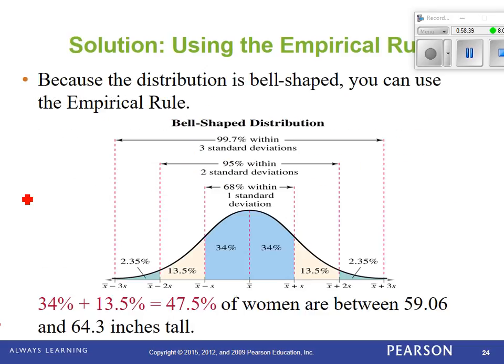Here, 34%, 13.5%, they were looking at those two together. They're probably looking at this part right here. What percent of the people fall within that range? 47.5%.